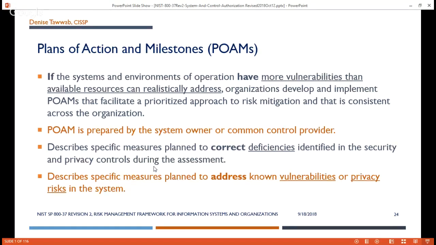The POAM is prepared by the system owner or the common control provider, and it describes specific measures that are planned to correct deficiencies identified in the security and privacy controls during the assessment. The POAM describes specific measures planned to address known vulnerabilities or privacy risk in the system as well.